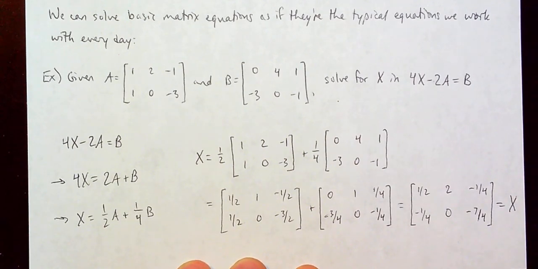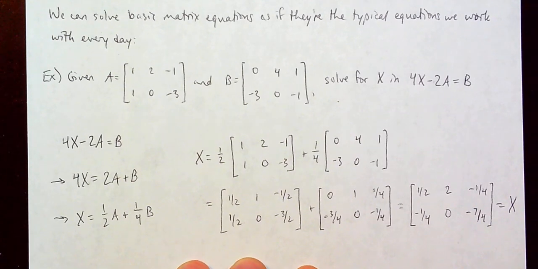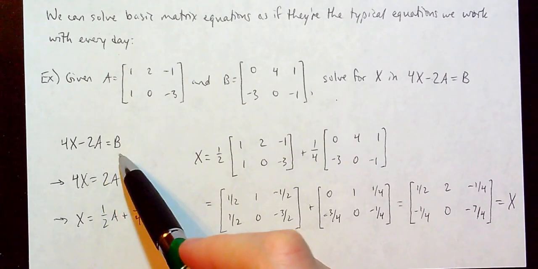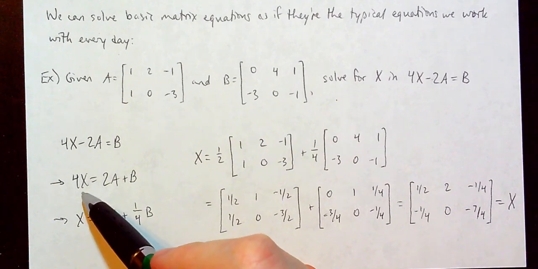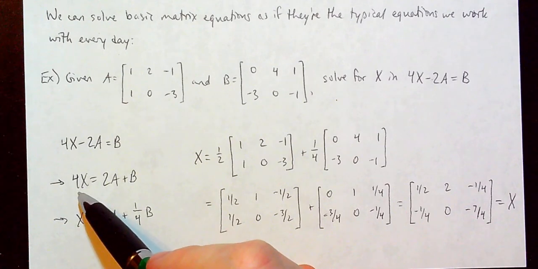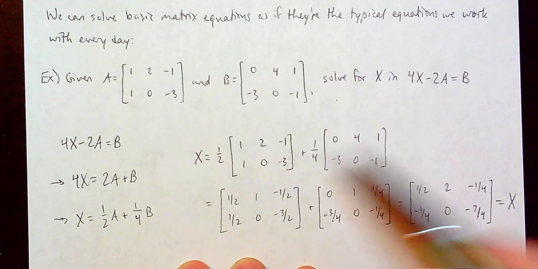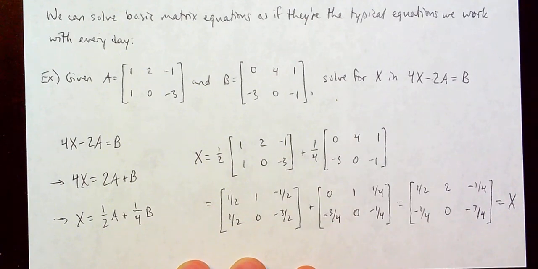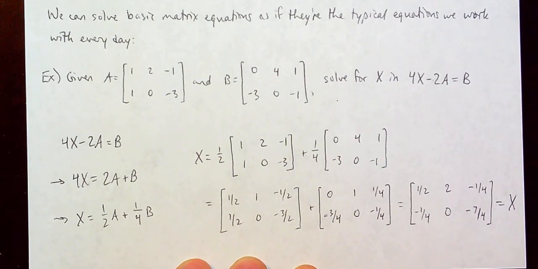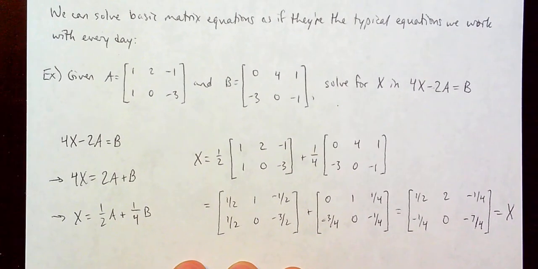And we just did basic mathematical operations. We moved this term over to the other side. We multiplied both sides by 1/4, or we divided both sides by 4. And then we just made our substitutions for our matrices A and B. So solving these kinds of basic matrix equations works in exactly the same way as we solve basic linear equations, quadratic equations, anything like that.